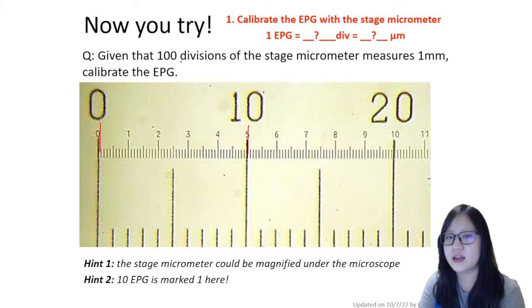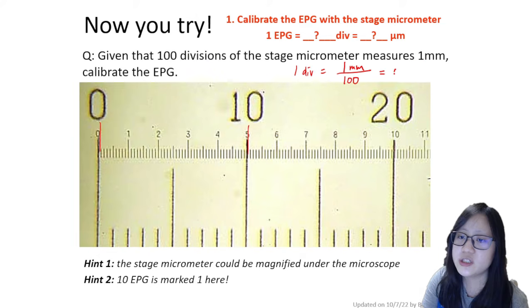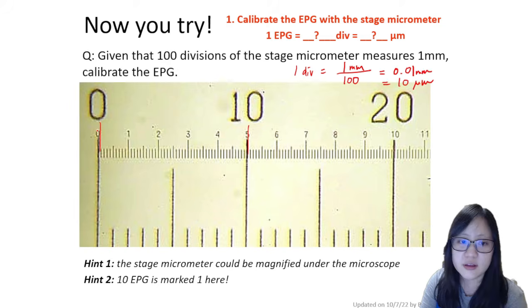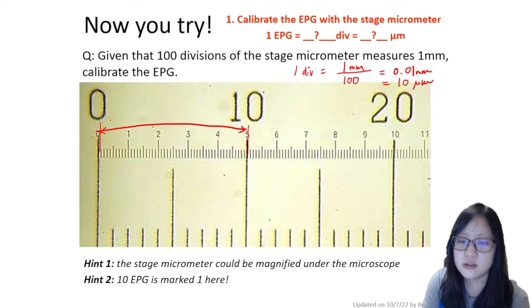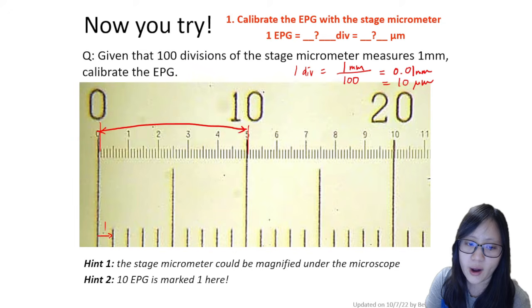Now let's look at the question. It says 100 divisions measures 1 mm. So 1 division is 1 mm divided by 100, which is 0.01 mm, which equals to, mm to micro is times 1000, so it's 10 micrometers. So from this entire distance, there are 10 divisions. This is 1 division, right? So this division is 10 micrometers.